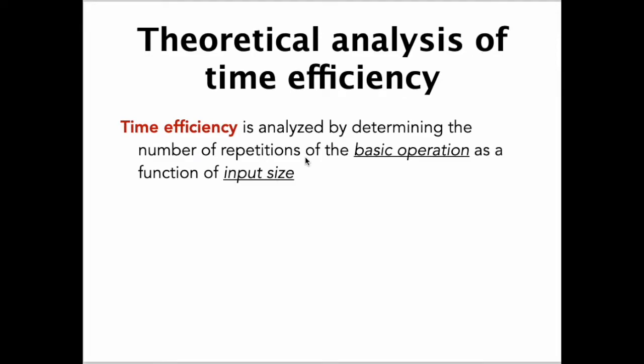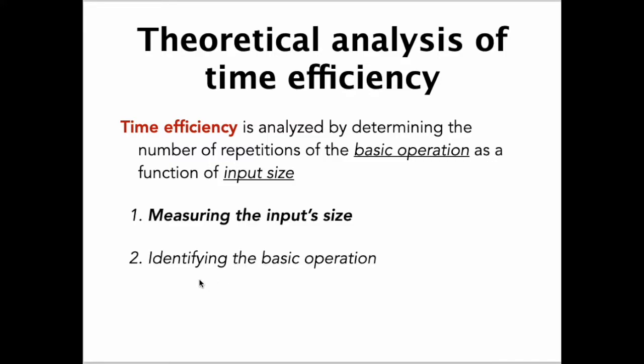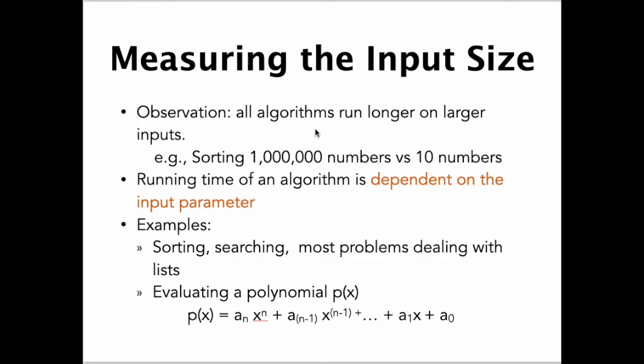But what exactly is time efficiency? Time efficiency is analyzed by determining the number of repetitions, so the count of the basic operation, as a function of input size. There are two key pieces of information that we need to identify before we can give the time efficiency of an algorithm: the basic operation and the input size. For measuring the input size, one obvious observation is that all algorithms run longer on larger inputs. For instance, sorting 1 million numbers versus 10 numbers. So the running time of an algorithm is dependent on the input parameter.